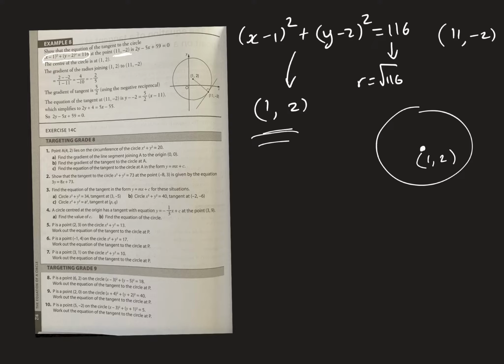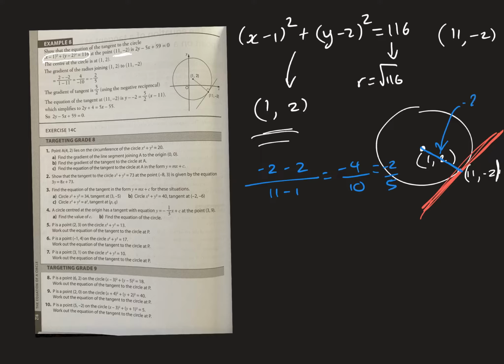And let's say point (11, -2) is down here. So what we're actually trying to find is the equation of this line here. That's what we're trying to find. So we're trying to find the equation of the tangent. So our working out again is going to be to work out the gradient of this line, which is change in y over change in x. So therefore -2 over 11 minus 1. So we've got -4 over 10, which is -2/5. So the gradient for this line is -2/5.